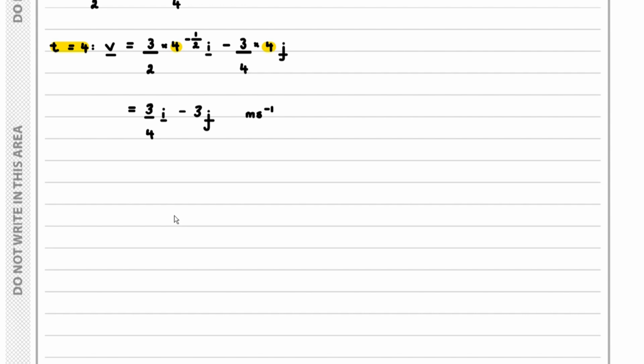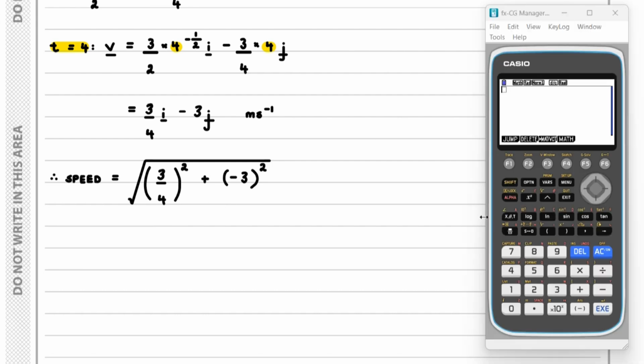This is a vector. We need to find the speed, which is the magnitude of v. So the speed will equal the square root of (3/4) squared plus (-3) squared. Working this out, we have the square root of 0.75 squared plus 9, which is equal to 3.09 to 3 significant figures. So the speed is equal to 3.09 meters per second.